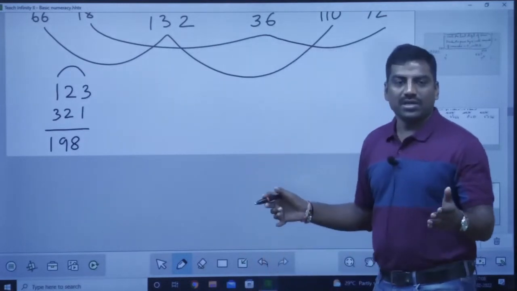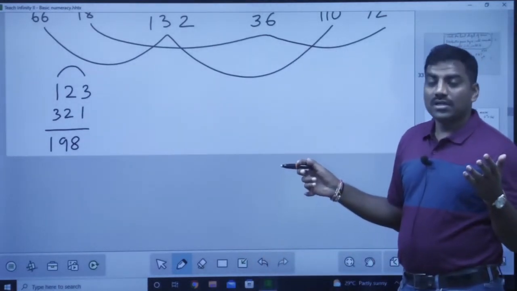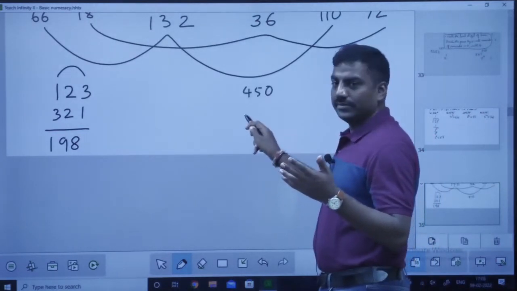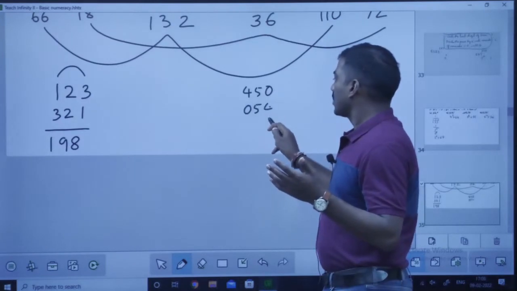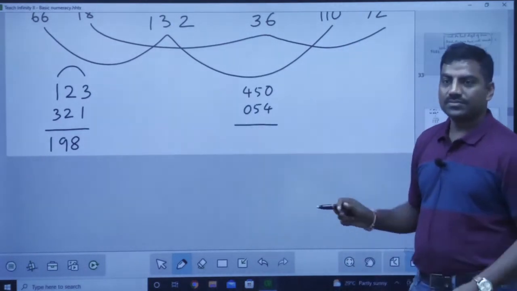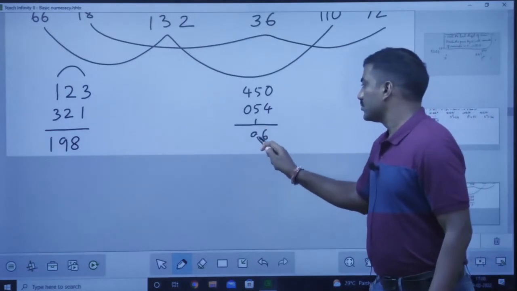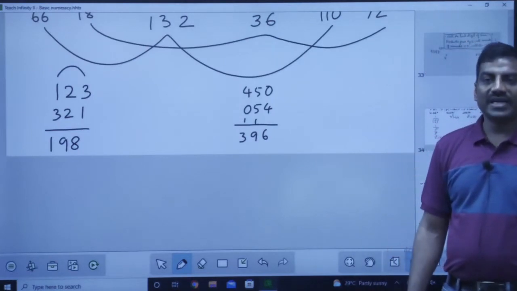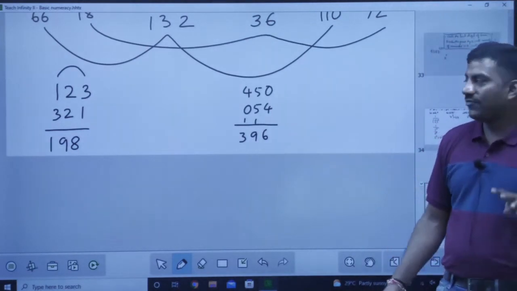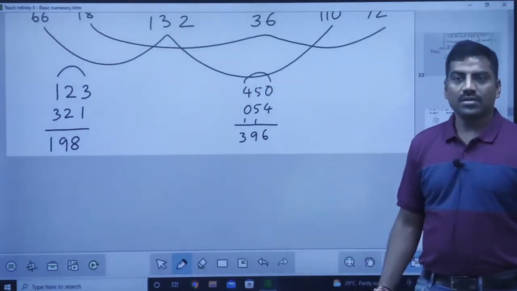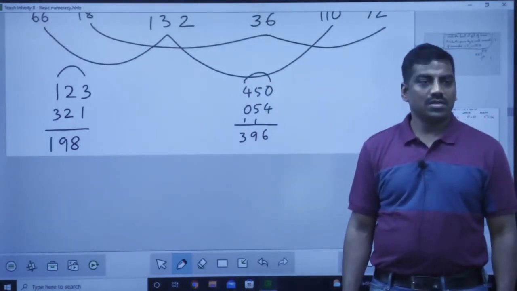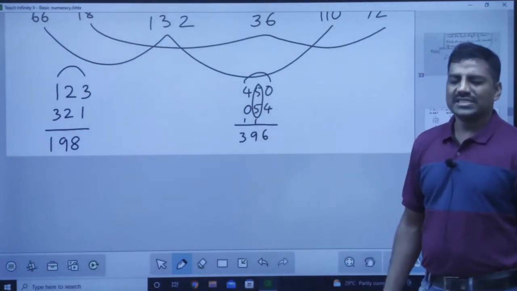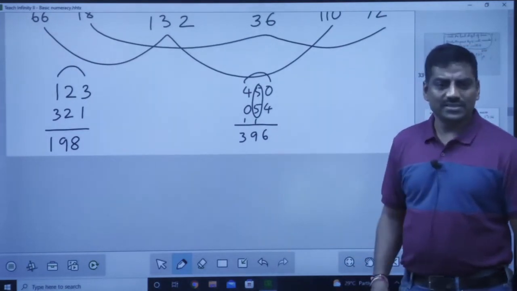Okay. Give another number. 4, 5, 0: 450. Reverse it. Take the difference. 396. Divide by 99. What is that 4? The difference between what? First and last digit. The central digit doesn't matter here. It will get cancelled with each other.